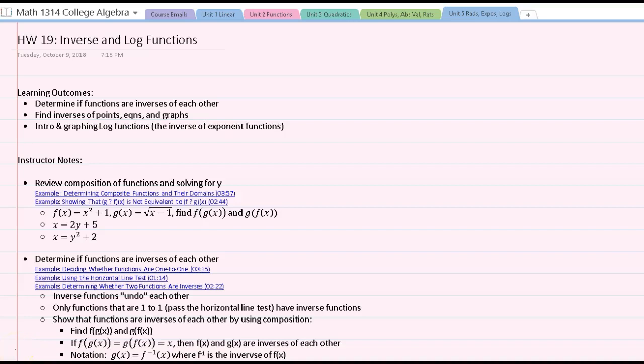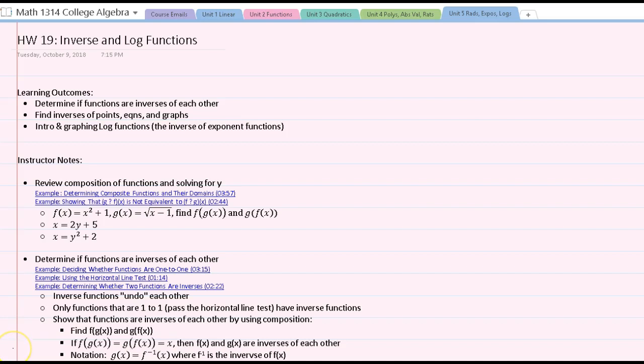This is the introduction video for inverses and log functions. Our learning outcomes are to determine if functions are inverses of each other, find inverses of relations or points, inverses of equations, and inverses of graphs. And then we also want to make sure we introduce and graph log functions, which are the inverse of exponential functions.